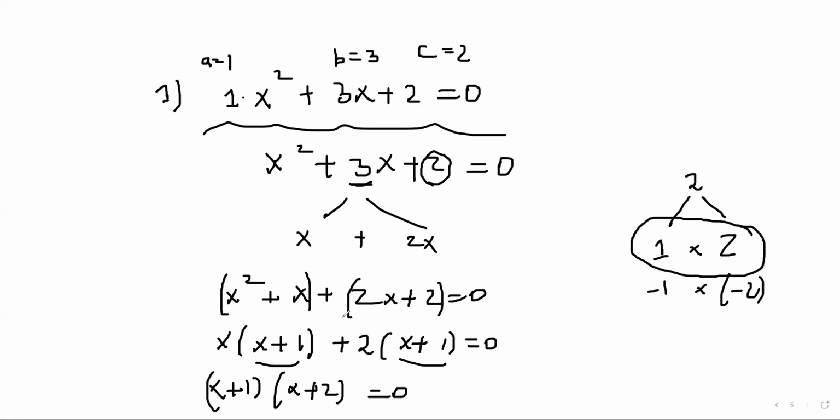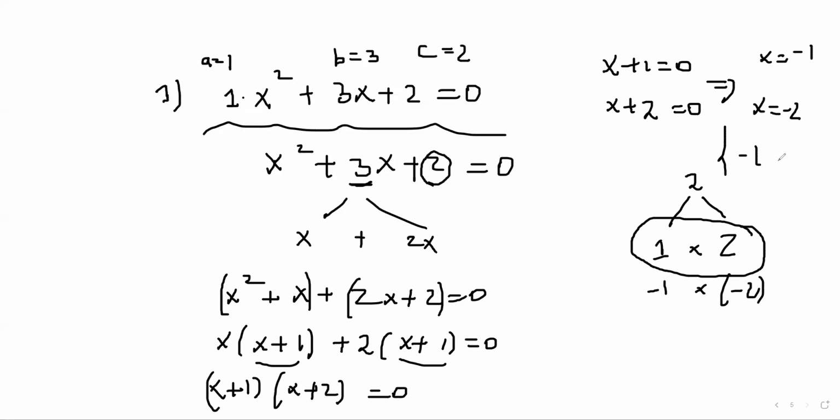So we can solve this in factorized form. It's going to be x plus 1 equals 0 and x plus 2 equals 0. From here we get x equals negative 1 and x equals negative 2. So our solutions are negative 1 and negative 2. Again, what happened here? We looked at 2 and tried to find the numbers whose product gives us 2, and when we sum them, we get 3x. So it's going to be x plus 2x.